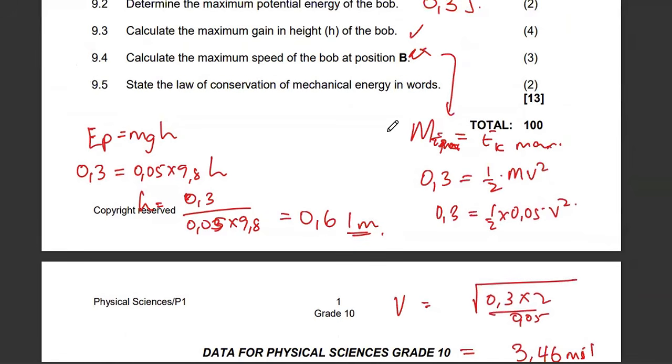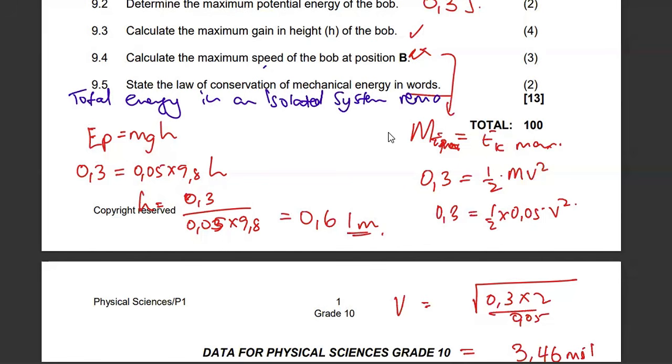All right, then 9.5. They want us to state the law of conservation of mechanical energy in words. So what this tells us is that the total energy in an isolated system remains constant. Total energy in an isolated system remains constant.